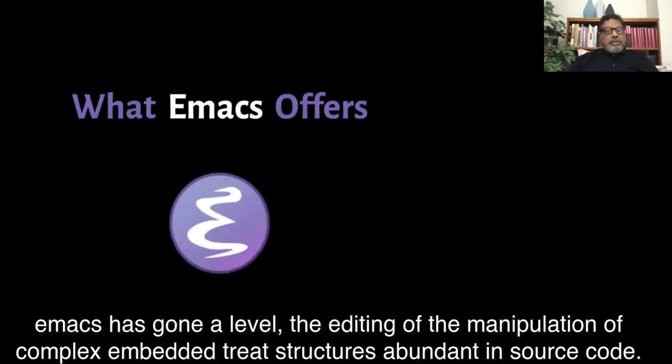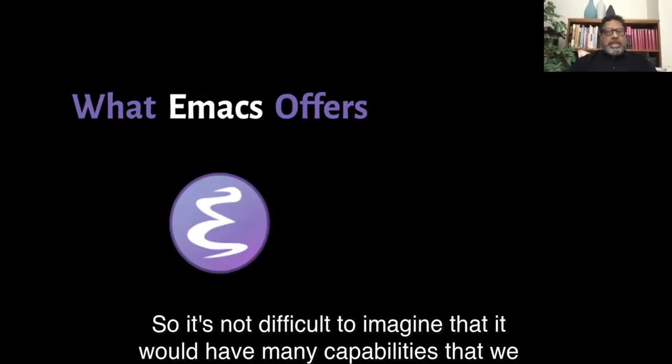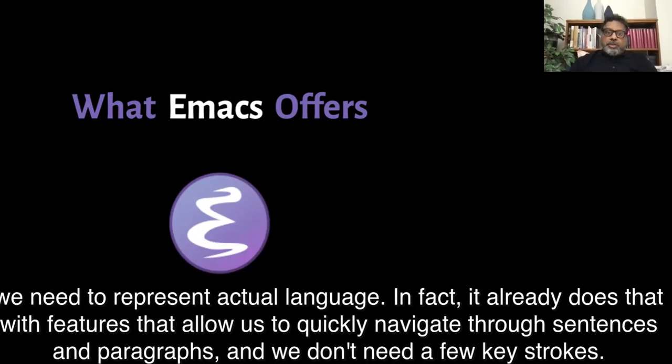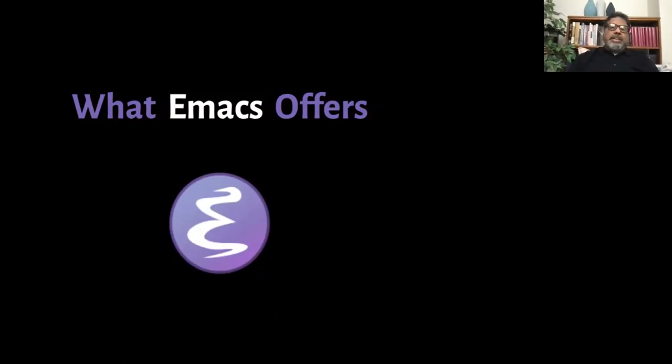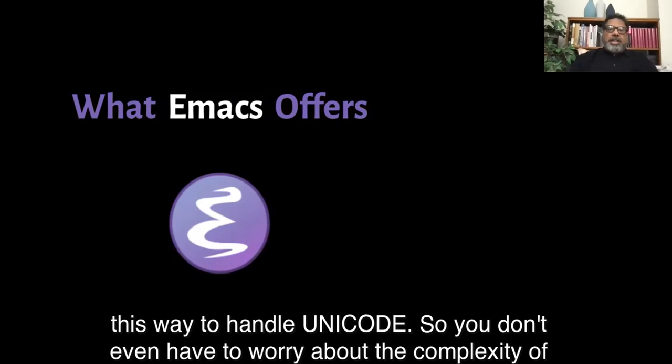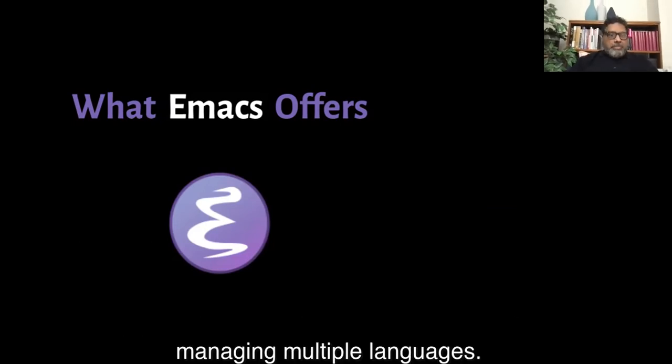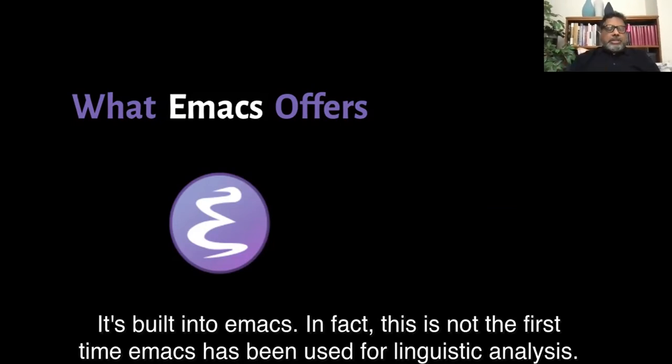Emacs has long enabled the editing and manipulation of complex embedded tree structures abundant in source code. So it's not difficult to imagine that it would have many capabilities that we need to represent natural language. In fact, it already does that with features that allow us to quickly navigate through sentences and paragraphs with a few keystrokes, or to add various text properties to text spans, to create overlays, to name but a few. Emacs has figured out a way to handle Unicode, so you don't even have to worry about the complexity of managing multiple languages. It's built into Emacs.